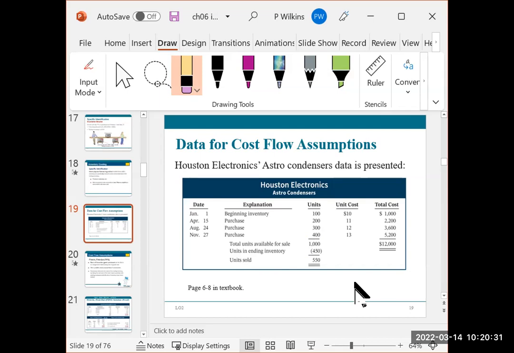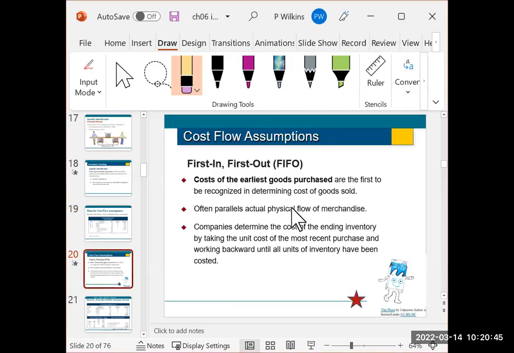Yeah. Okay. All right. Let's see. So, okay, we're going to go to the next slide here. Okay, next slide. All right.